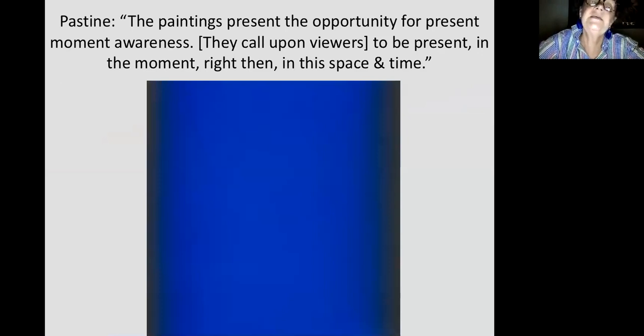As Pastine says, the paintings present the opportunity for present moment awareness. They call upon us to be present in the moment right then in this space and time. If you sit in front of a Ruth Pastine painting and think about how much money is in your checking account and when you're going to actually do those dishes, you're missing the point. The point is to focus your intention on looking and see how the painting rewards you right then in space and time, and what it does to you as you look, perceive, and embody your response.